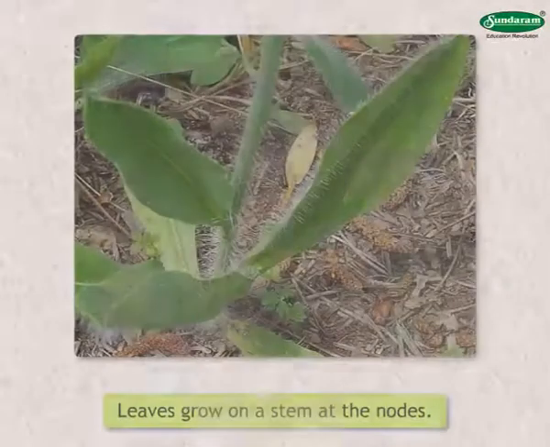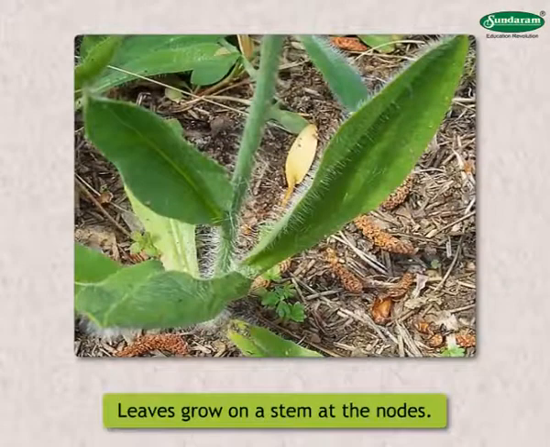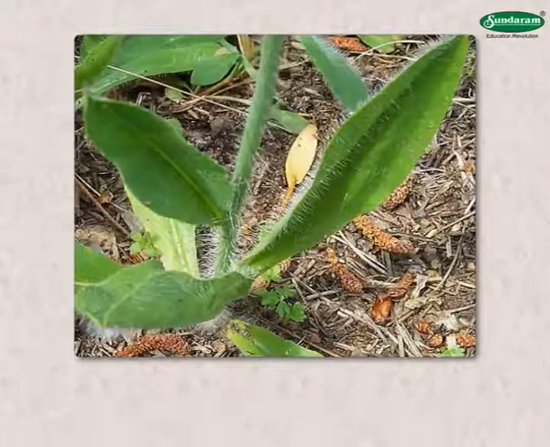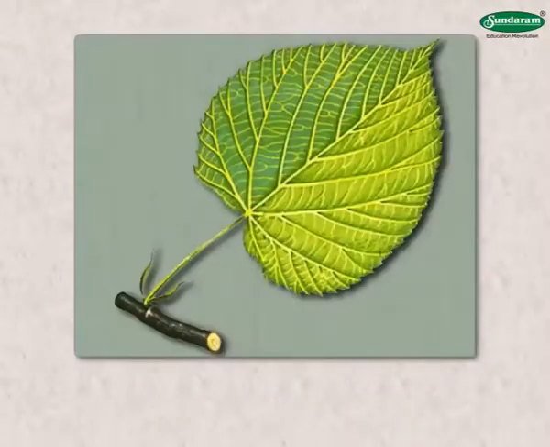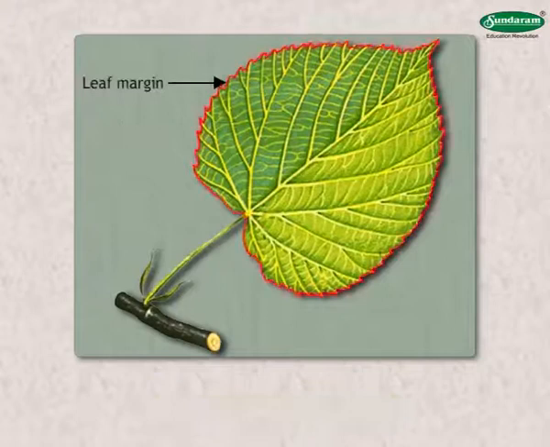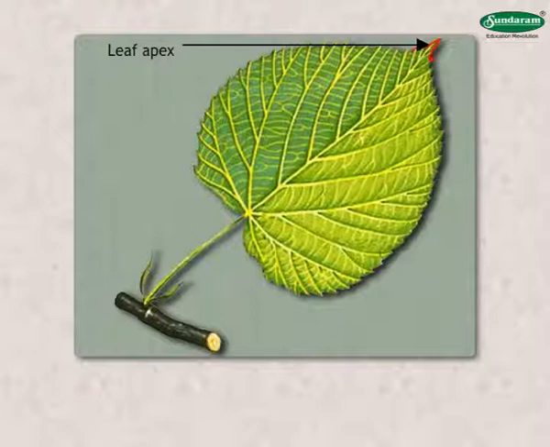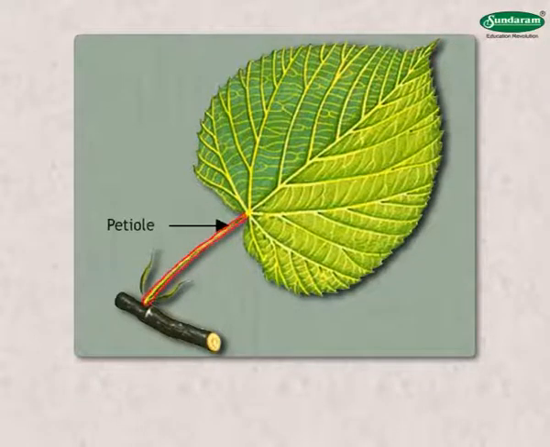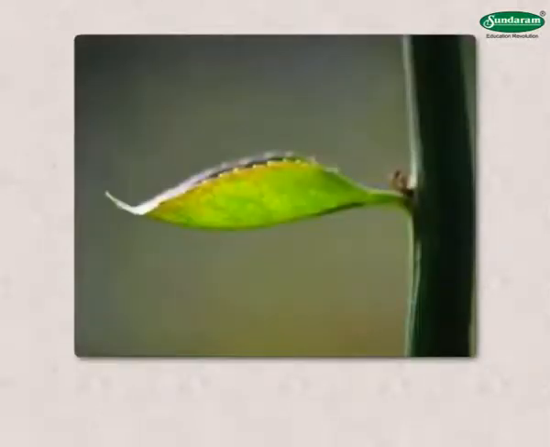Leaf. Leaves grow on a stem at the nodes. Ordinarily, they are wide, thin and green in color. The flat part is called the lamina or the leaf plate. The edge of the leaf is called the leaf margin and its tip the leaf tip or leaf apex. Leaves have a stalk called petiole. However, some leaves do not have a stalk. The part of the stalk joined to the stem is called the leaf base.